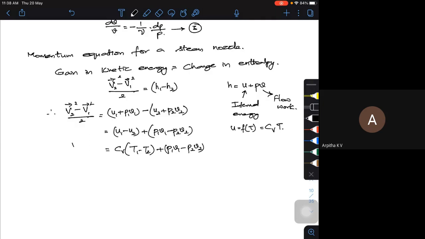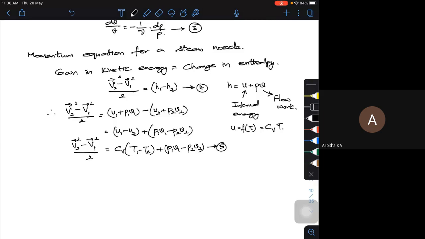So this is your kinetic energy equation, that is V2 square minus V1 square by 2. Let me call this equation number 4, and this one I am calling equation number 5. So this is the equation that I have.